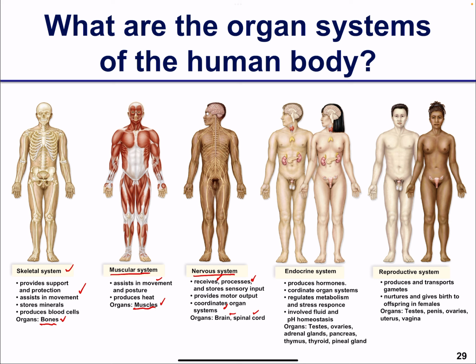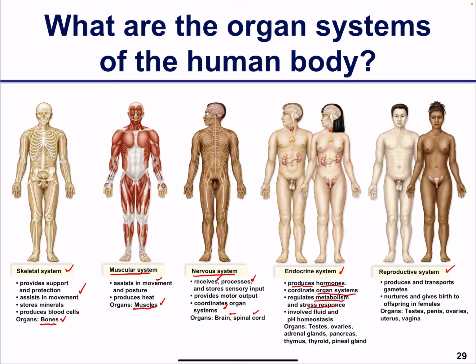And finally, we have the endocrine system and the reproductive system. The endocrine system is going to be essential for production of hormones. They're going to be, just like the nervous system, essential in coordinating the functioning of different organ systems, essential for controlling metabolism and response to stresses. They're going to be involved in water salt balance.